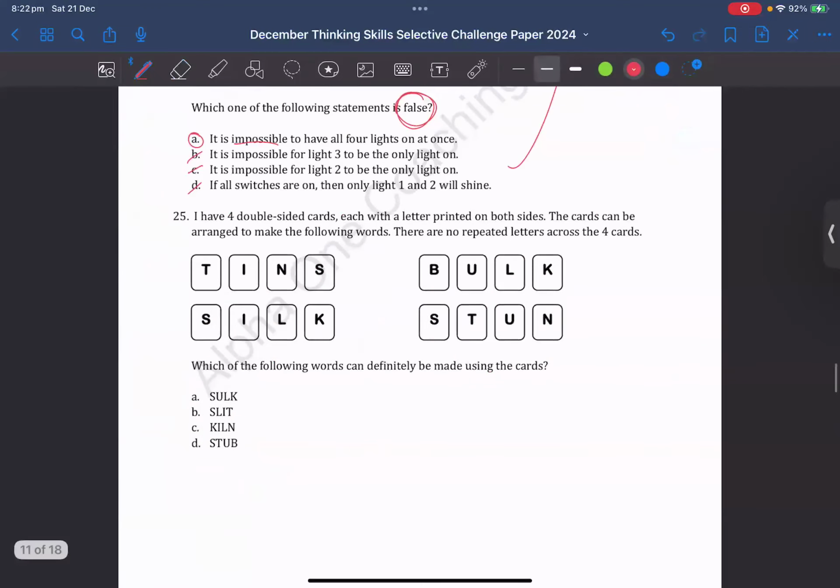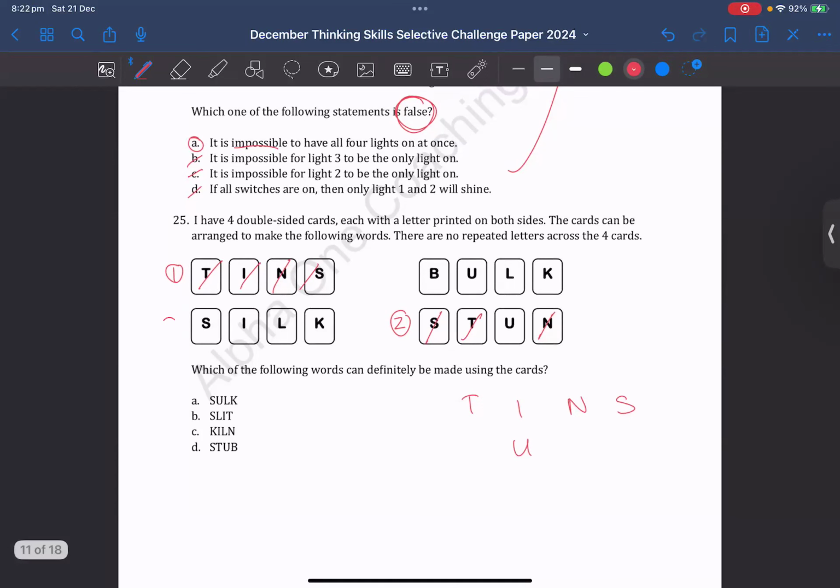Alrighty. So I'm going to start off with what we have here, tins. So one side is definitely T-I-N-S. I've used that. Now for the second set of tiles, I want to see how many use the most letters possible. So I've got T-N-S. So I know that the U has to be opposite that card there. And for the third one, it doesn't really matter. I'm just going to go with silk.